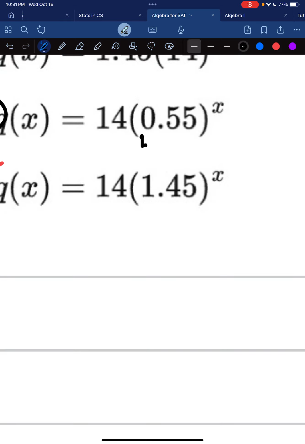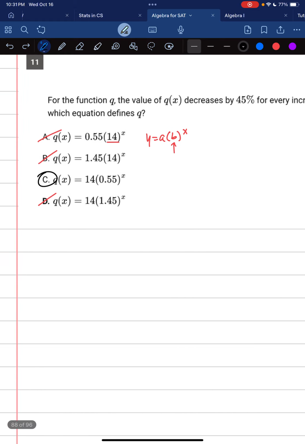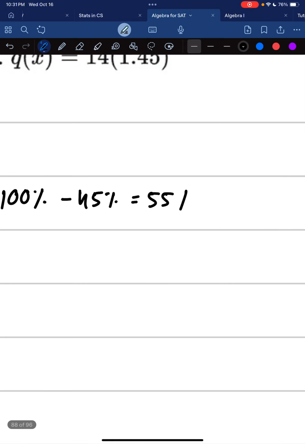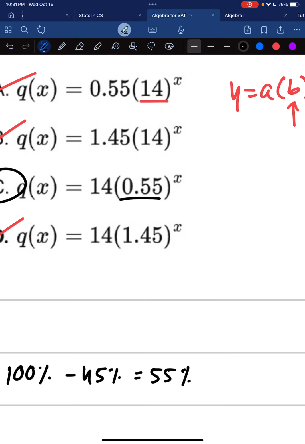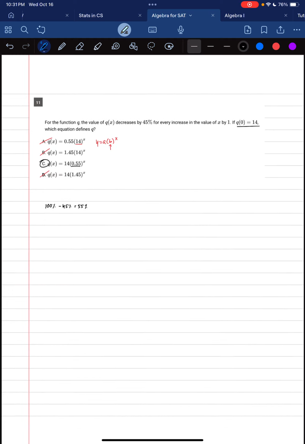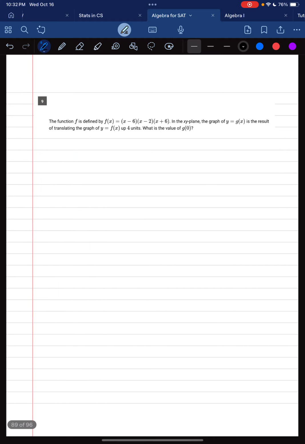And another way that you can tell that the growth factor is going to be 0.55 is that, notice how it says that the value of q of x decreases by 45%, right? So if a number starts off at 100% and you take away 45%, you're going to be left with 55% of it, right? So that's why we're multiplying by 55% or 0.55, because we're decreasing by 45%, so what's left is 55%. And we can see that q of 0 is equal to 14, so the initial amount is 14, which also checks out. So then C is our answer.